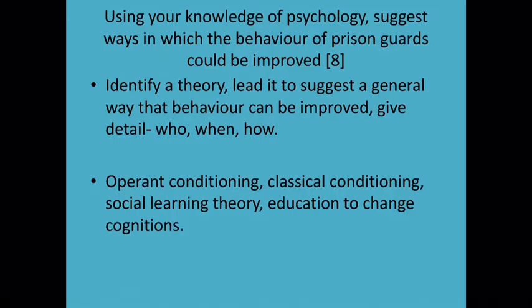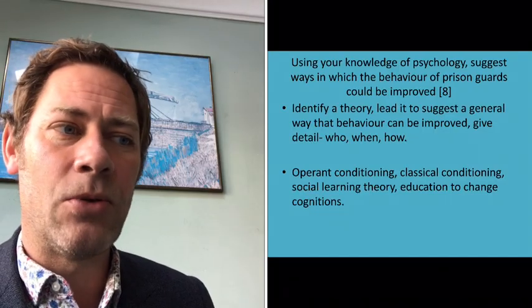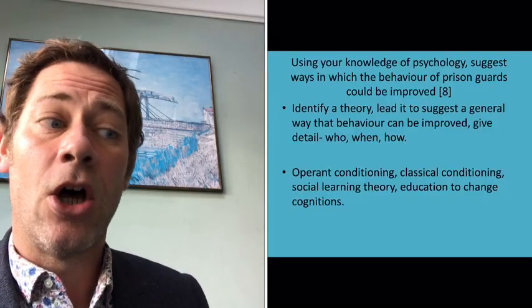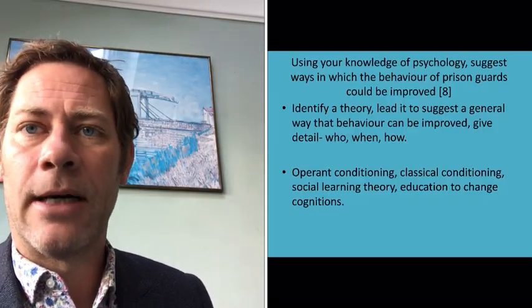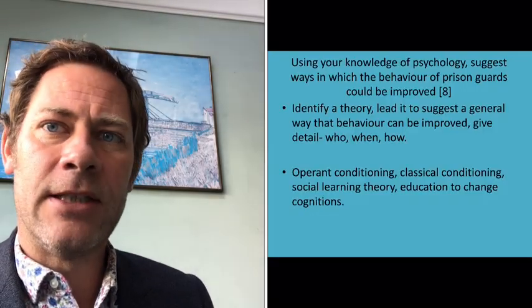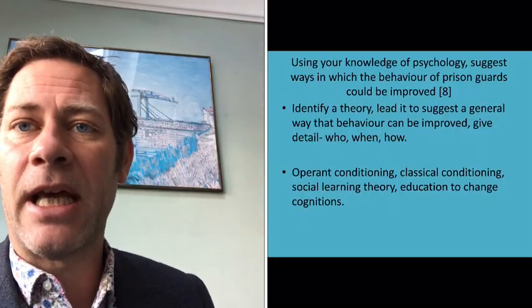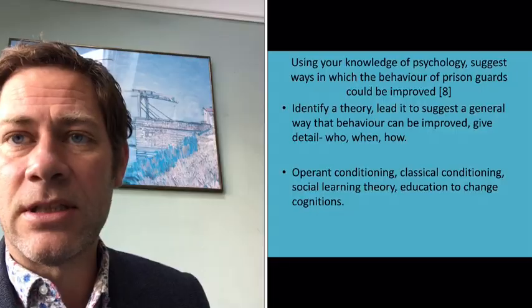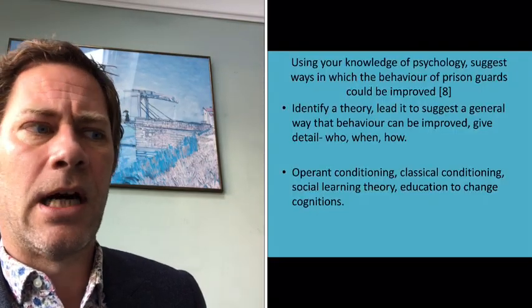It would be possible to do it with 1 suggestion, but it would have to be so detailed that it's very unlikely. You identify a theory in psychology that leads to a general way that behaviour can be improved or changed, and then you give the detail: who, when, and how. Now, a quick word of warning, these questions aren't always about changing behaviour. In the past, it's been make alterations to this study, for instance, but usually they are, okay?